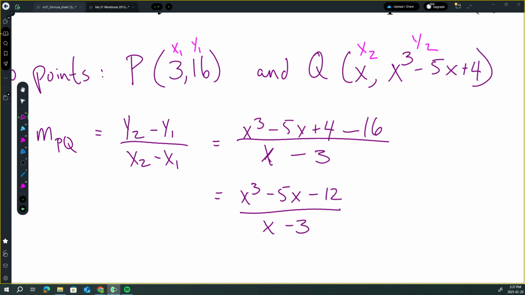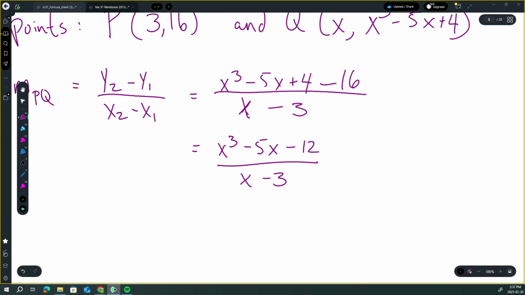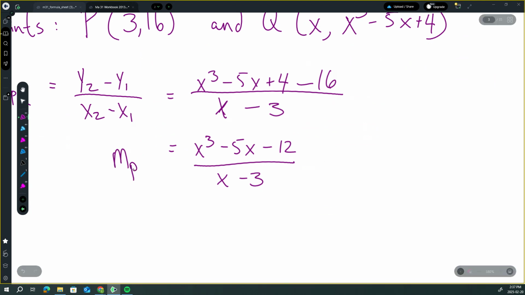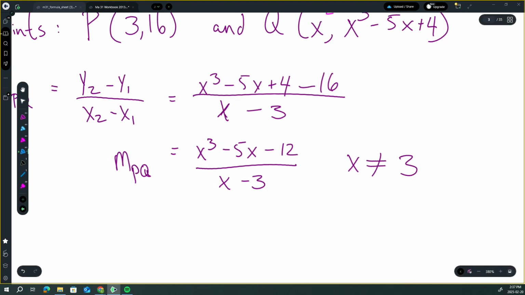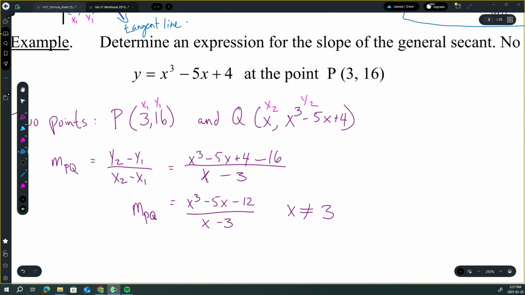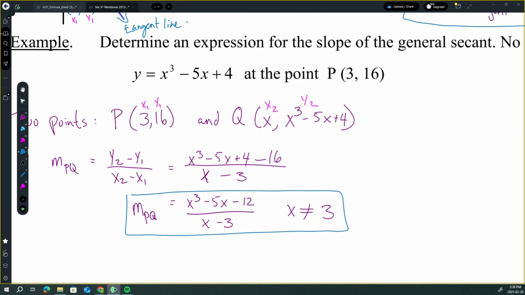There's no way for us to easily factor the numerator there, so what I'm just going to add is that x does not exist at 3 because of the denominator. And that's it. That is our expression for the slope of the secant line. So that one's a whole lot easier than the previous one.